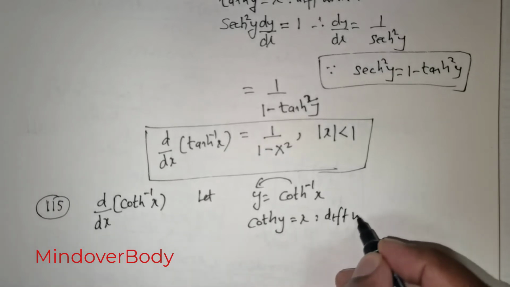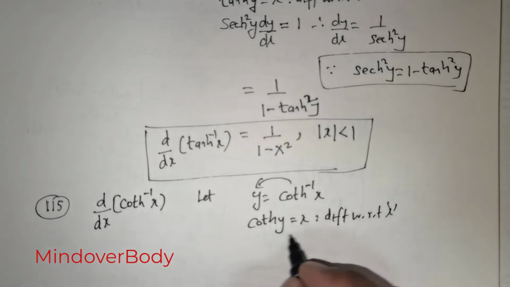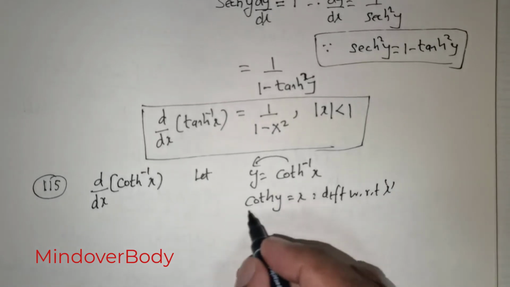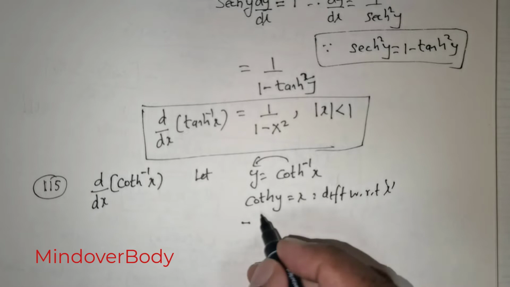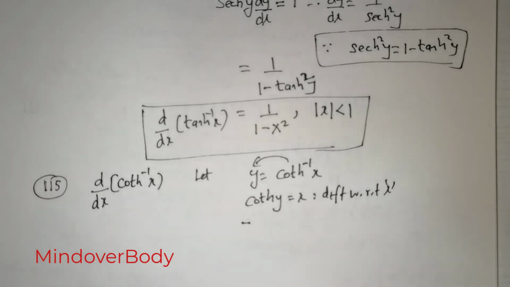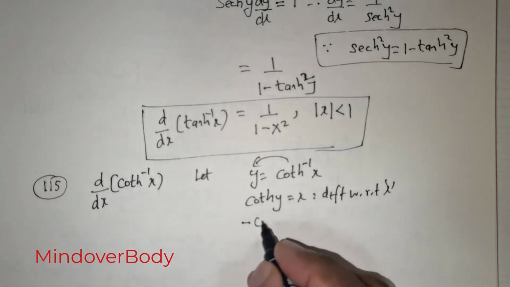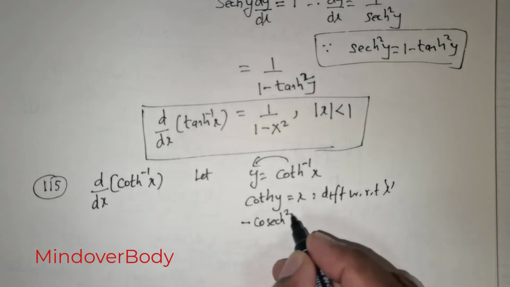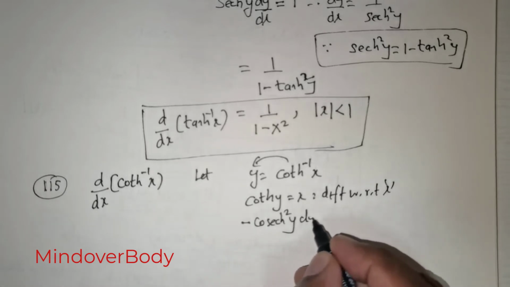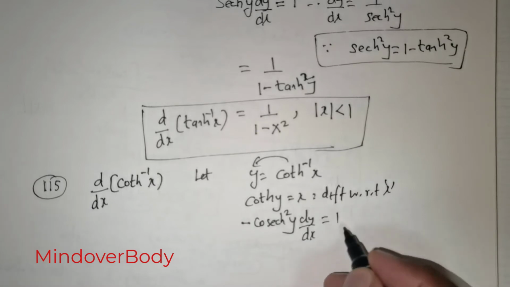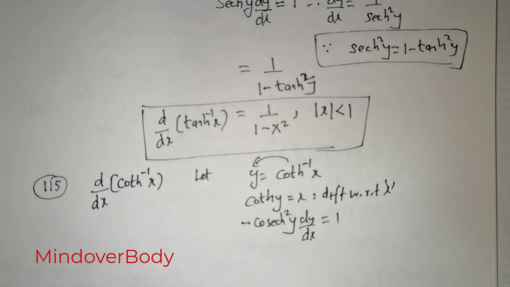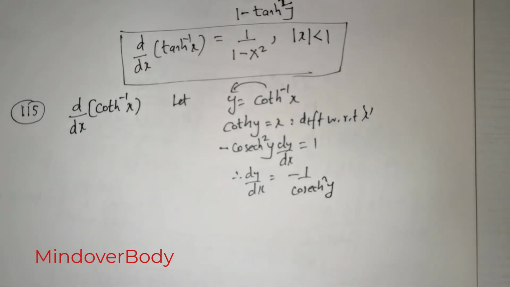Next, differentiating with respect to x, this is going to give me negative, differential of hyperbolic cot is going to be negative cosec squared y, differential of y is dy over dx, differentiation of x is 1. So having got this, from here we can get dy over dx is negative 1 over cosec squared y. So this is what we have got.